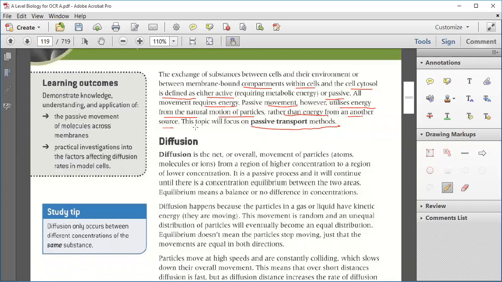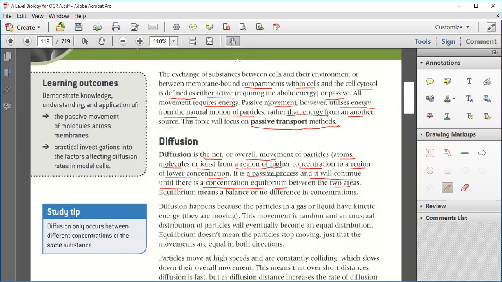Now, diffusion. Diffusion simply means movement of particles. Diffusion is the net or overall movement of particles, and those particles can be atoms, molecules, ions, from a region of higher concentration to a region of lower concentration. That is what diffusion is. It is a passive process and it will continue until there is a concentration equilibrium between two areas.